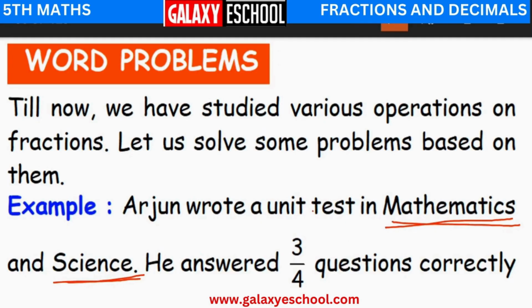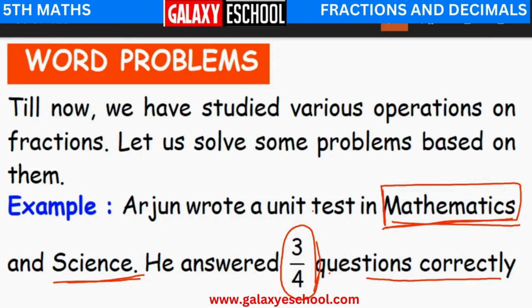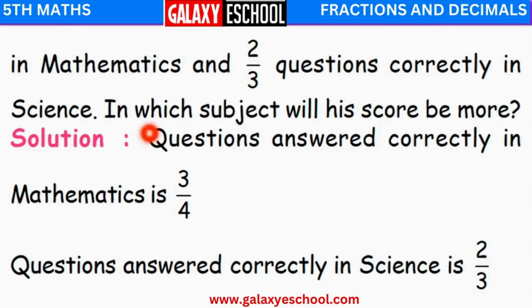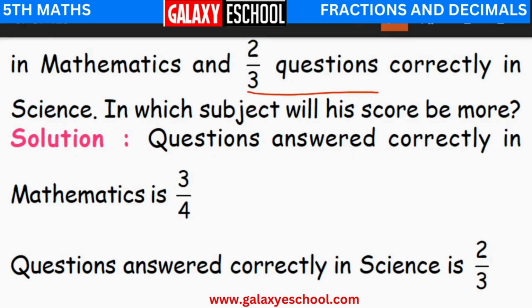And what did he do? He answered 3 by 4 of the questions correctly from the subject mathematics. In mathematics, what did he do? He answered only 3 by 4 questions correctly. And when it comes to science, he answered 2 by 3 questions. 2 by 3 questions means of the total number of questions from the subject science, he answered only 2 by 3 correctly. Understood the question, children?